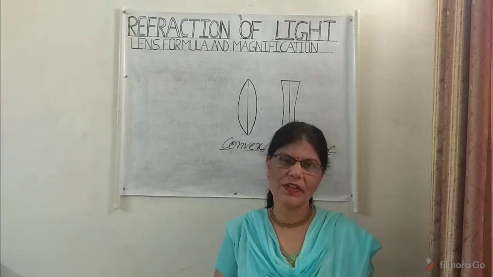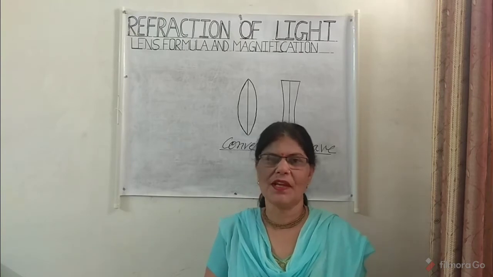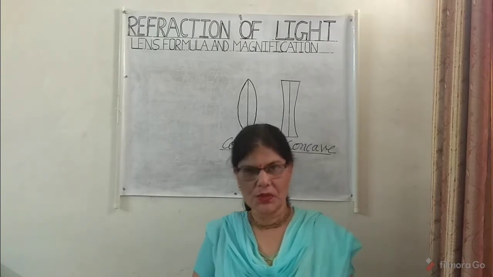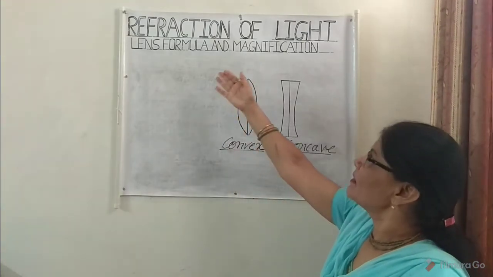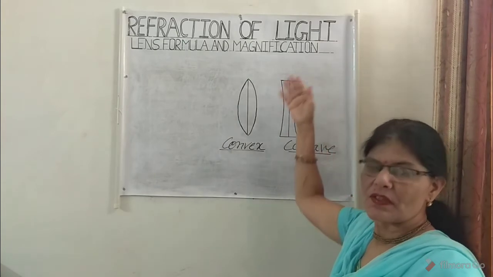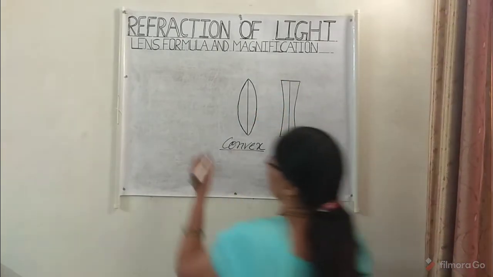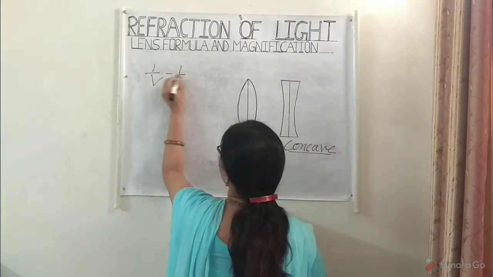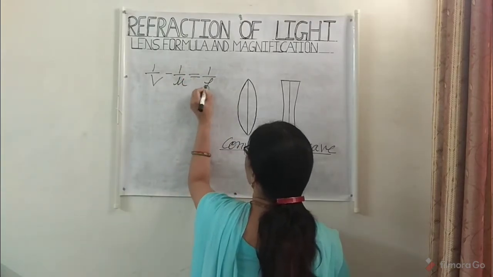In the last video, we discussed image formation by concave and convex lenses for different positions of the object. Today, we are going to discuss the lens formula and magnification. First of all, let us consider the lens formula. The lens formula is 1 upon v minus 1 upon u is equal to 1 upon f.